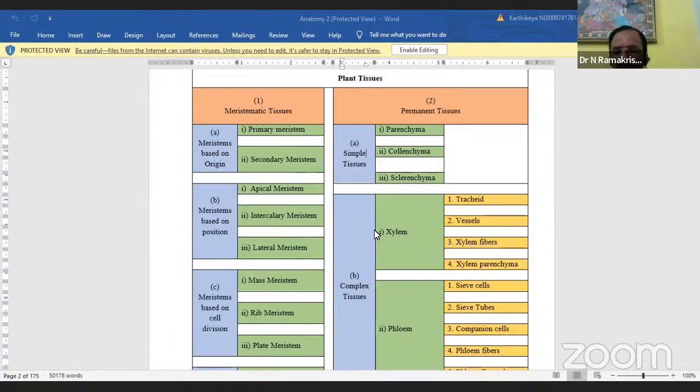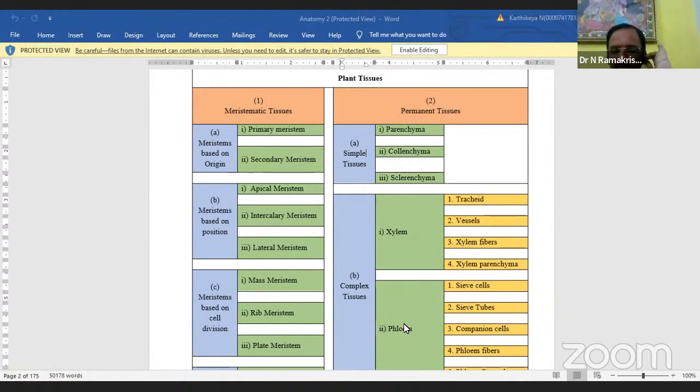Last class we totally completed that. Next, now you see the second one. So what is the second one? That is phloem. So what is the meaning of phloem? Already you know very well.